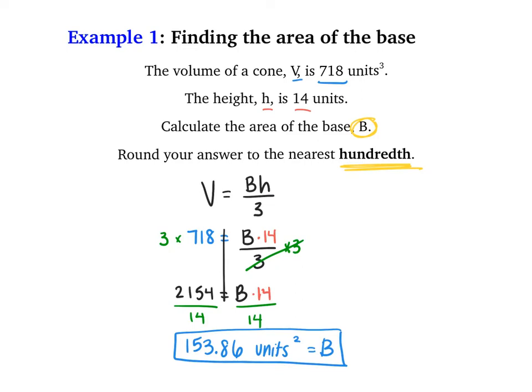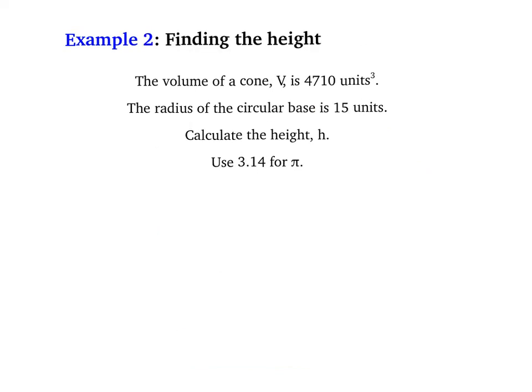In that example, we were finding the overall area of the base, B. In this next example, we're going to be looking at how to find the height. Here the problem says if the volume of a cone, V, is 4,710 cubic units, the radius of the circular base is 15 units. I know that that's R. And then it says calculate the height.